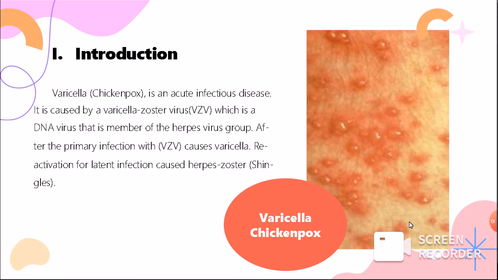Varicella or chickenpox is an acute infectious disease. It is caused by the varicella zoster virus or VZV, which is a DNA virus that is a member of the herpes virus group. After a primary infection with VZV causes varicella, reactivation from latent infection causes herpes zoster or shingles. So, after we have chickenpox, it will come back, which we call shingles.